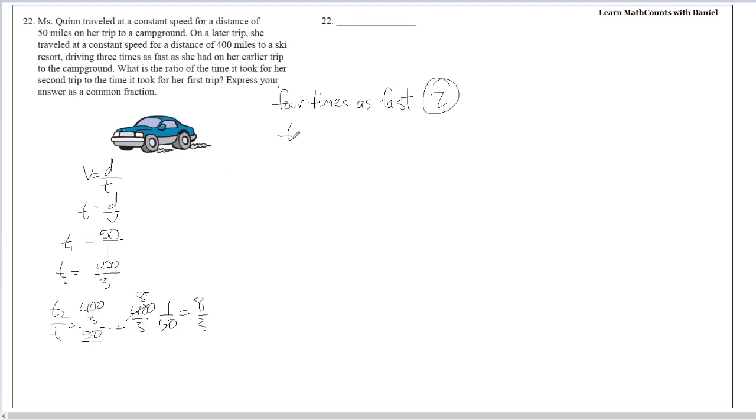So again, her T1 doesn't change. She still does 50 miles at 1 mile per hour. But her T2 changes, because now she does 400 miles, but now that she's going 4 times as fast, she goes at 4 miles per hour. So our new ratio will be T2 over T1 equals 400 over 4 over 50 over 1, which you might notice simplifies to 100 over 50, or 2.